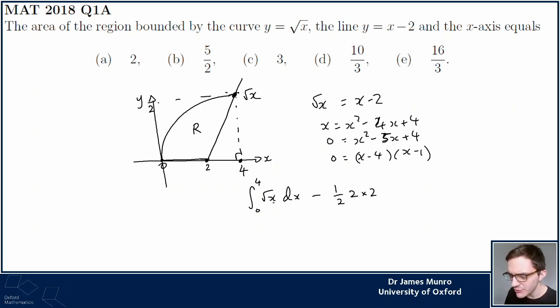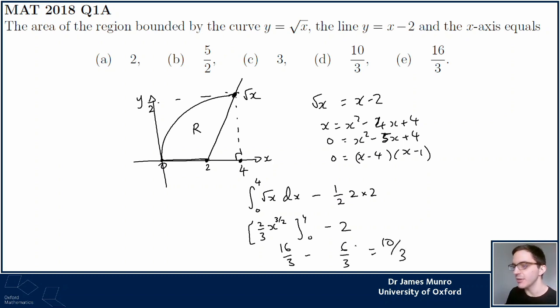Okay, integral of the square root of x is the same thing as x to the 1/2, so this integral is going to be x to the 3 over 2 times 2/3. Put the limits in, 4 and 0, subtract that 2. 4 to the 3/2 is 2 cubed is 8, 8 times 2 is 16 over 3. Okay, I'm going to get 16 over 3 minus 6 over 3 is 10 over 3, so that makes my answer D.